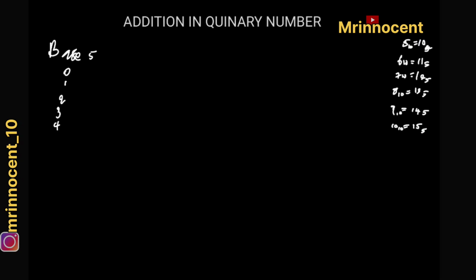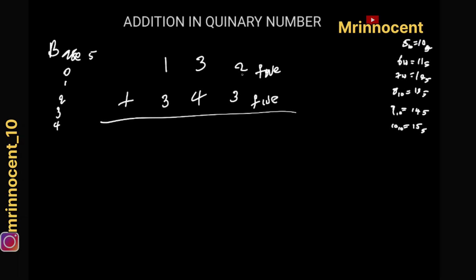So let's look at some examples. We have 1, 3, 2 in base 5 plus 3, 4, 3 in base 5. 2 plus 3 is 5, and 5 in base 5 is 1, remainder 0. You write the remainder, take the 1 to the next one.